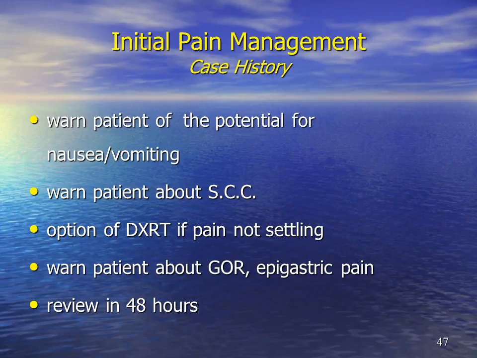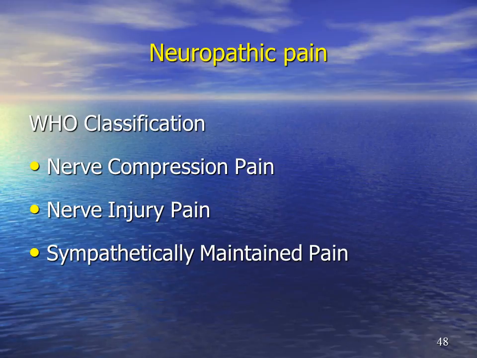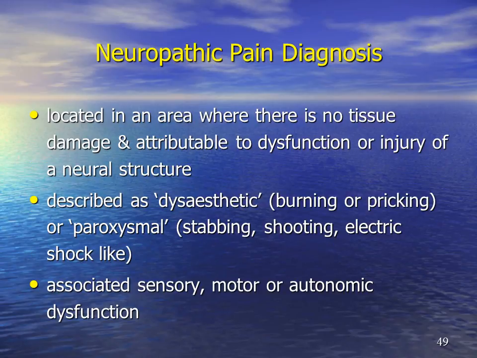Neuropathic pain is, as I've already alluded to, a difficult problem for patients. The World Health Organization classification breaks it down into nerve compression pain, nerve injury pain, and sympathetically maintained pain. So the pain is located in an area where there's no tissue damage and is attributable to dysfunction or injury of a neural structure. And there are various terms used to describe neuropathic pain.